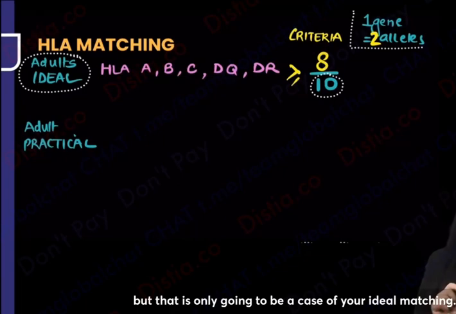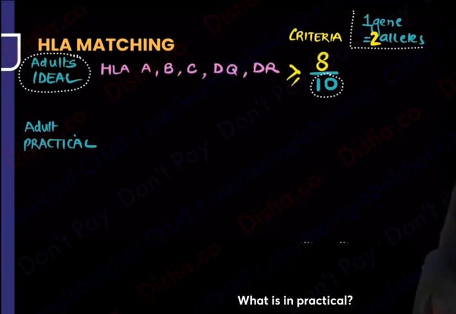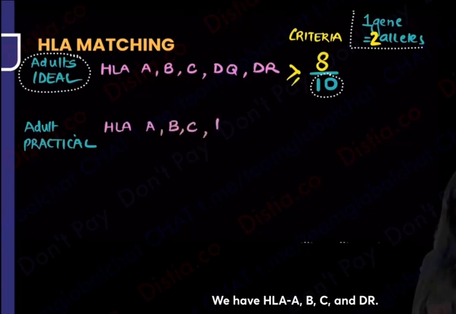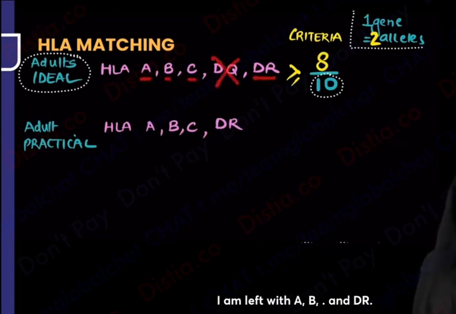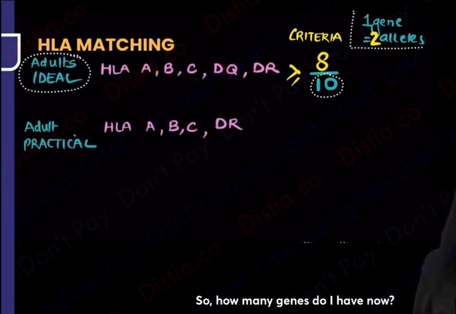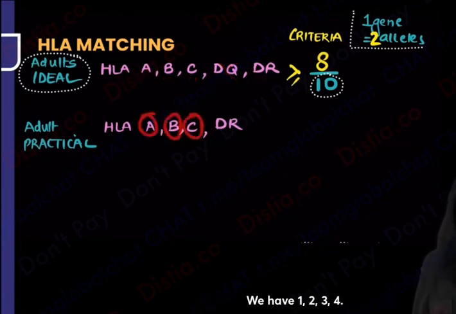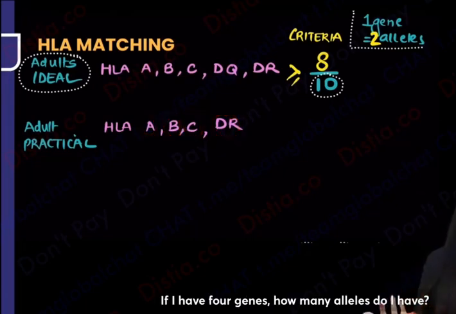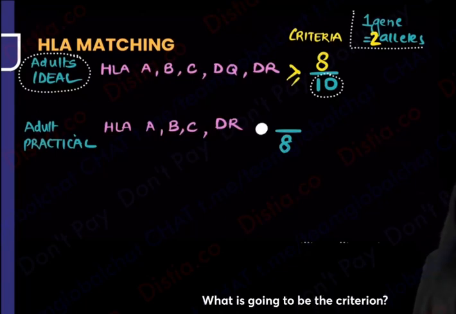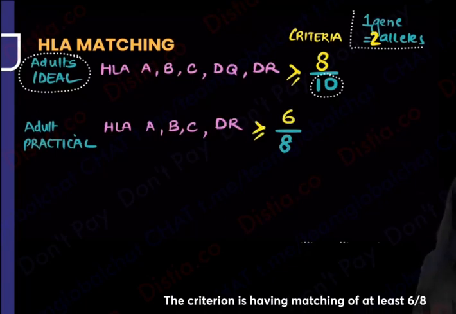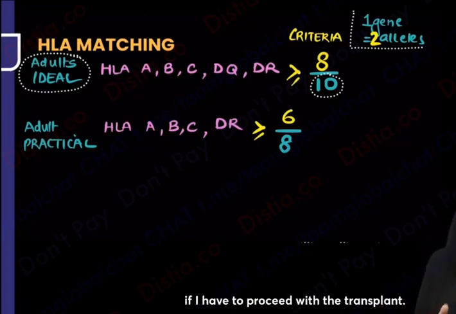But that is only going to be a case of your ideal matching. What is in practical? We have HLA A, B, C and DR. Basically, I cut out the DQ. That is what I do. So what am I left with? I'm left with A, B, C and DR. So how many genes do I have now? Can you count for me? We have 1, 2, 3, 4. If I have 4 genes, how many alleles do I have? I have a total of 4 2s are 8. I have 8 alleles. What is going to be the criteria? The criteria is having matching of at least 6 on 8 if I have to proceed with the transplant.